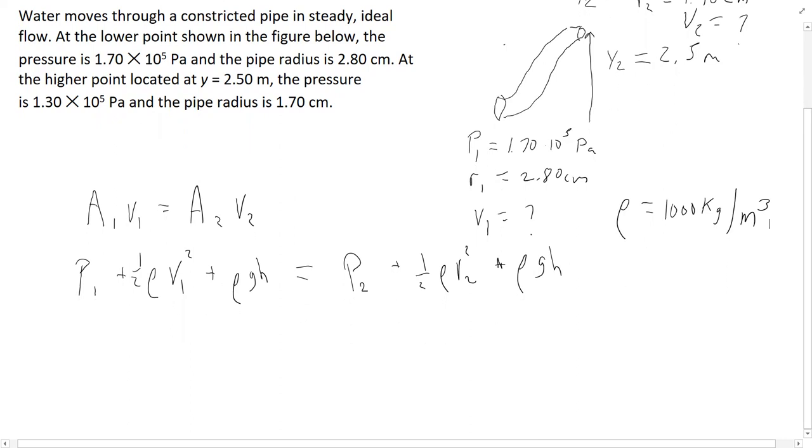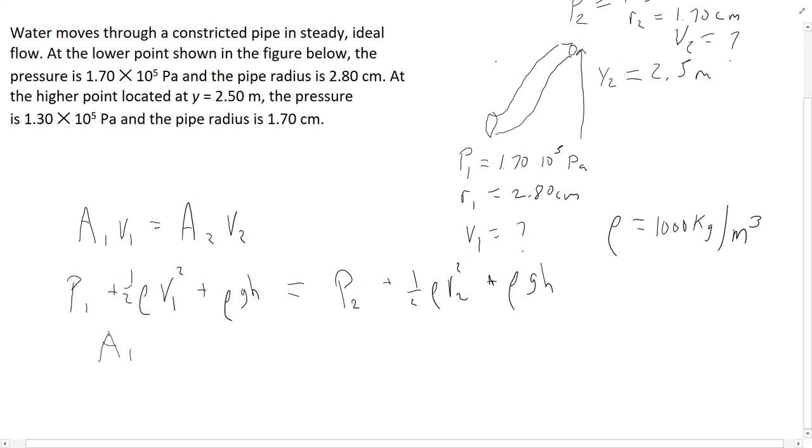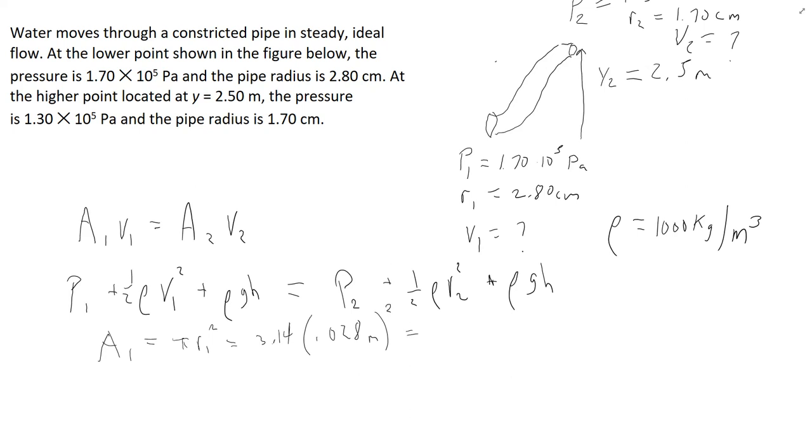So to use the continuity equation, first we need to find the cross-sectional area of each. The cross-sectional area at 1 is equal to pi r1 squared, which would be 3.14 times r1, which is 2.8 centimeters, but we need to put it in meters so that we're in SI units for everything. So that's 0.028 meters, squared. That gives us 2.46 times 10 to the minus 3 square meters.